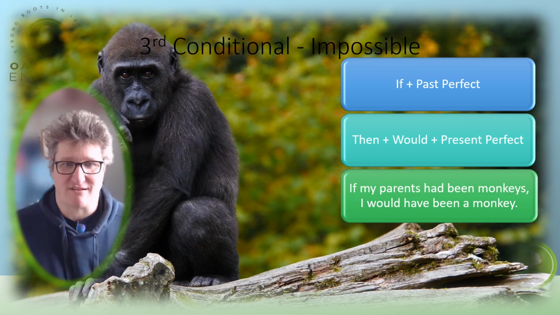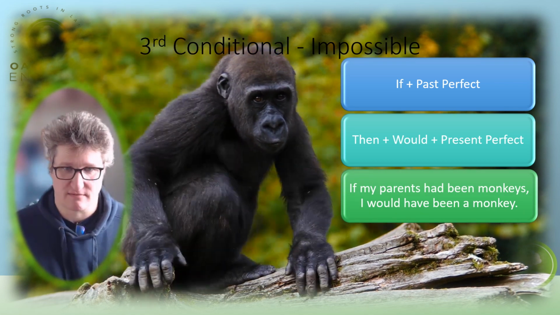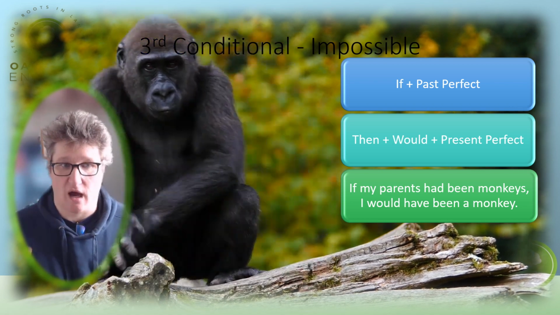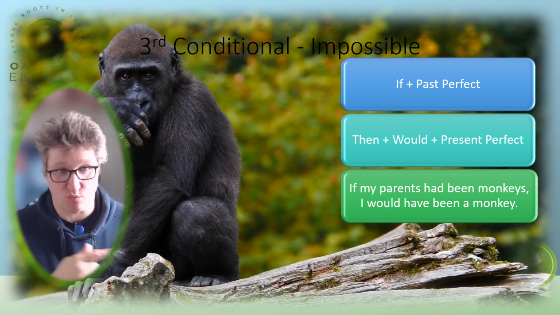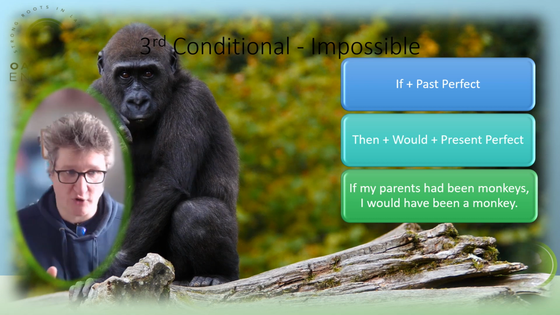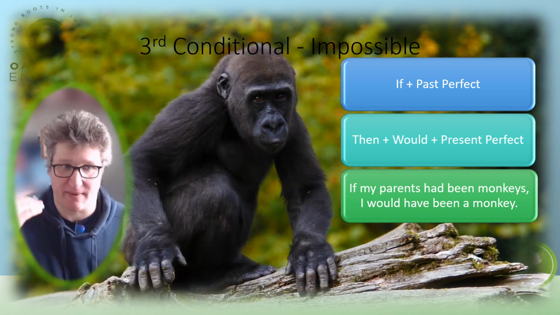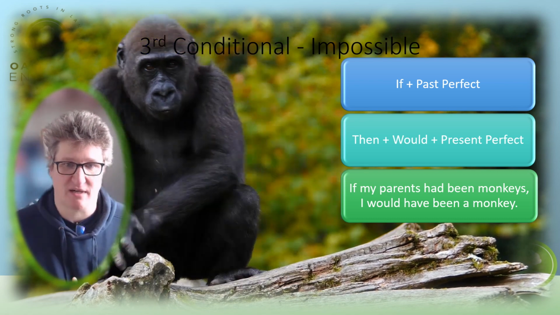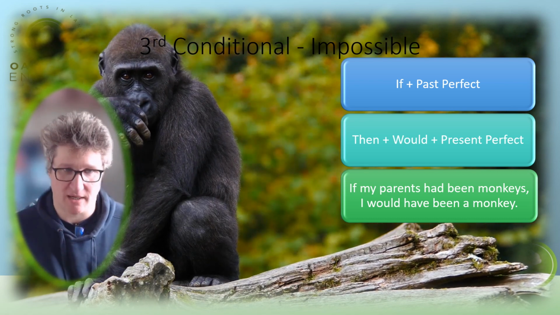If my parents had been monkeys, I would have been a monkey. I am not a monkey. My parents weren't monkeys. It is an impossible situation because it's about a past time. If my parents had been monkeys, I would have been a monkey.